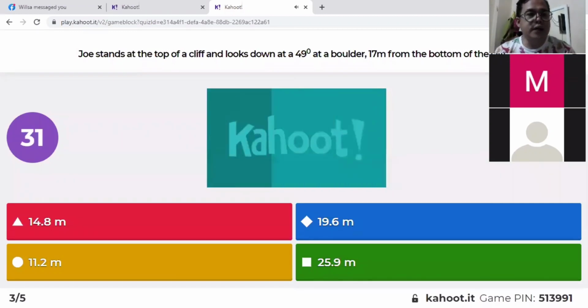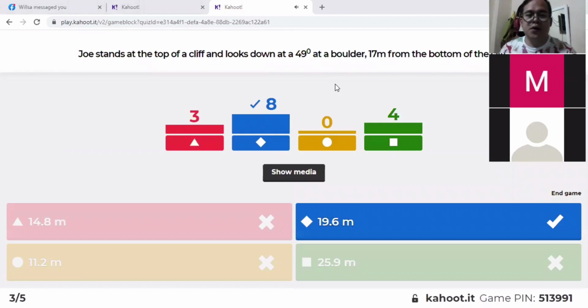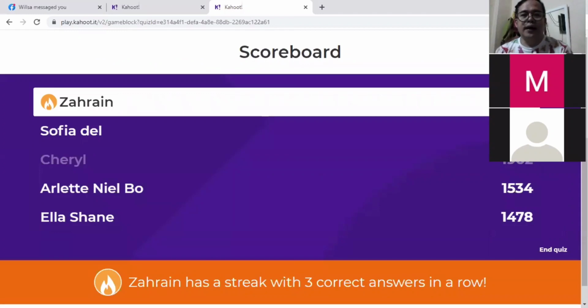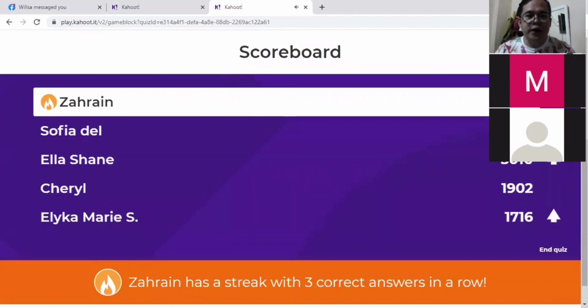You have 30 seconds left, and still others are not pressing their answer. So you choose the color: is it red, blue, yellow, or green? Okay, 20 seconds left. And you will have bonus points when you are in the top 5. Mostly got a correct answer. 8 got a correct answer. And the leaderboard is Zarain, Sophia, Ella, Cheryl, and Elika.